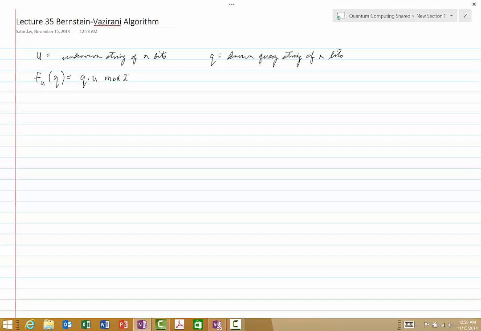Now, first of all, just to make sure that everybody understands what modulo 2 means, suppose m is an integer, then m modulo 2 is simply the remainder when m is divided by 2.